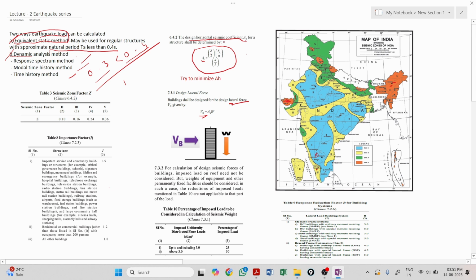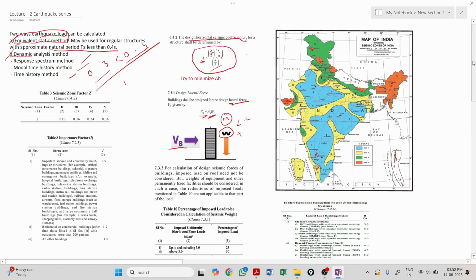Normally for a structure, if you want to find VB, that is the lateral force, Ah into W should be done. W is the live load, dead load, all those that I've discussed, that is mass. I'll come to that. But right now, you need to understand that to find Ah, the seismic coefficient, we need to know the zone factor, the Sa by g and R by I.